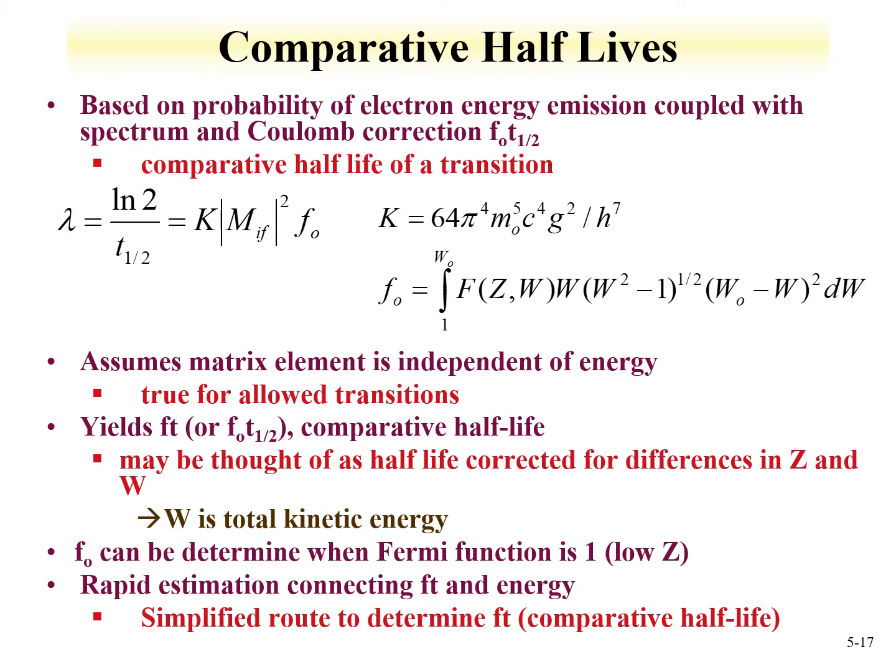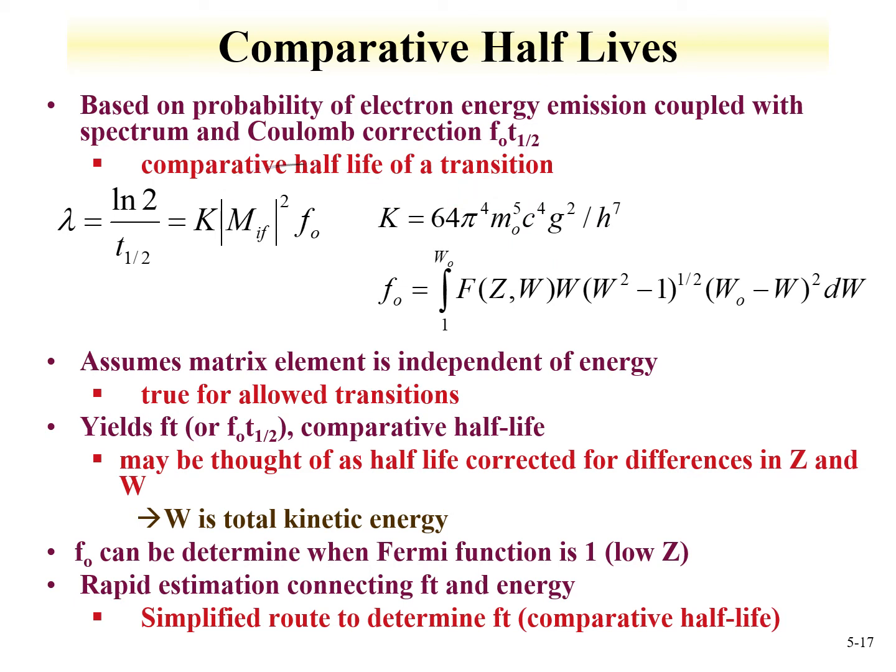We can use this information to develop something called comparative half-lives. This is based upon the probability of an electron energy emission coupled with the spectrum and Coulomb correction. And we're going to call this Ft, or F naught T1/2. This is basically a comparative half-life for a transition, where the decay constant is equal to log 2 divided by T1/2, which is equal to K, our matrix element, and this F term. Right? Our K term, well, that's a mixture of a number of constants and a Fermi term.